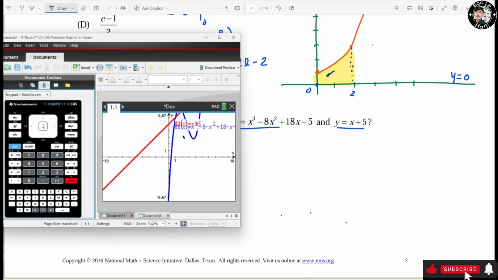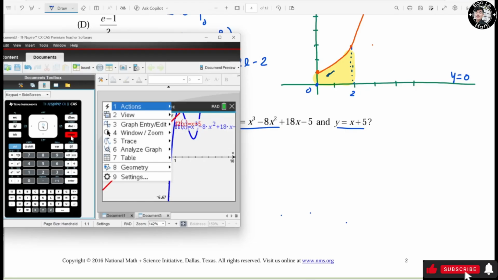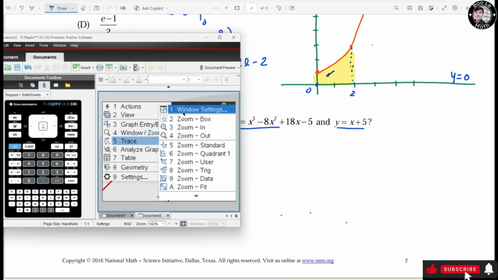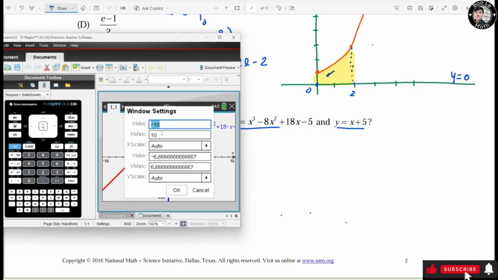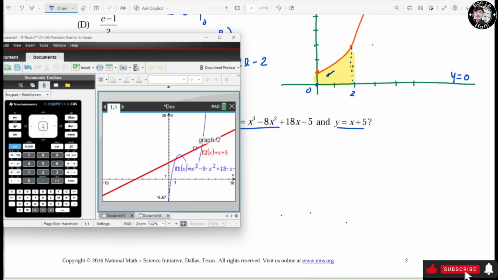Now you need to adjust the window, right? So go to menu number 4, number 1. S minimum, S maximum is good. Y minimum good, but Y maximum right here, we need to set this one to 20. And then press OK.